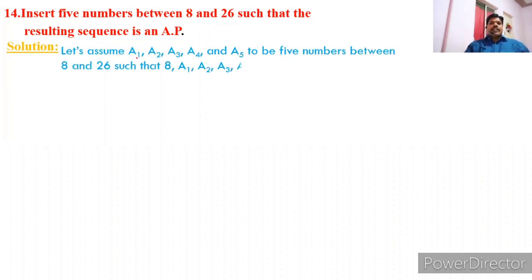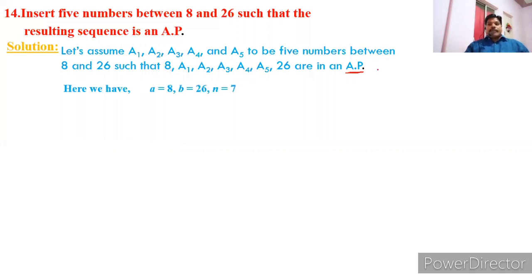See that one first. Let us assume that A1, A2, A3, A4 and A5 be 5 numbers between 8 and 26, and take the 5 numbers that I am inserting in between 8 and 26 such that the sequence is an AP. So here we have to find these numbers A1, A2, A3, A4 and A5. So how to get these values? First observe that one.